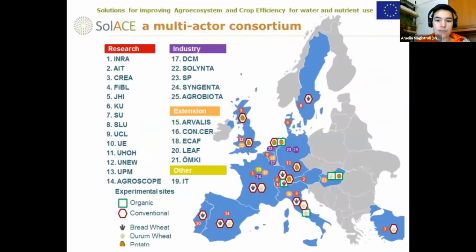And just to give you the context of where this project has been taking place, we have partners across countries in Europe. There are research partners, industry partners, extension partners. We've been looking at organic and conventional growing, and mainly 3 different crops: bread wheat, durum wheat, and potato.